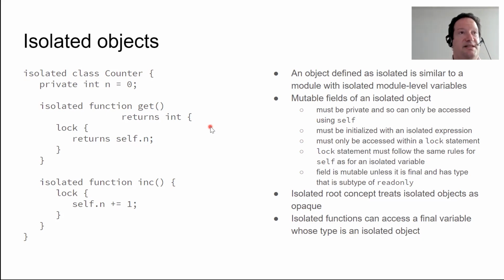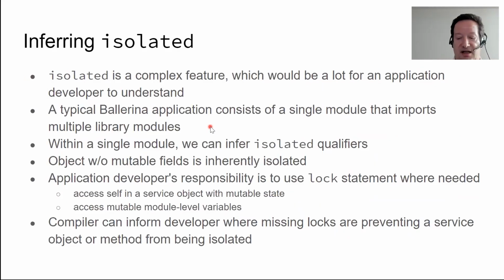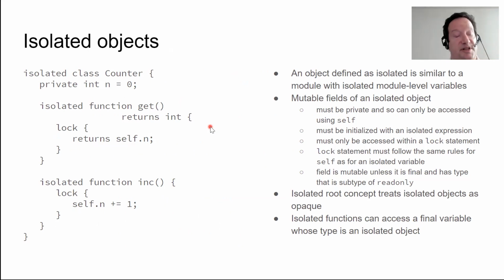This is what we need to make service objects work. There's a difference here: isolated for the object and isolated for the method are different things. Isolated for the object is talking about the variables, the fields of the class. Are they always protected with a lock?